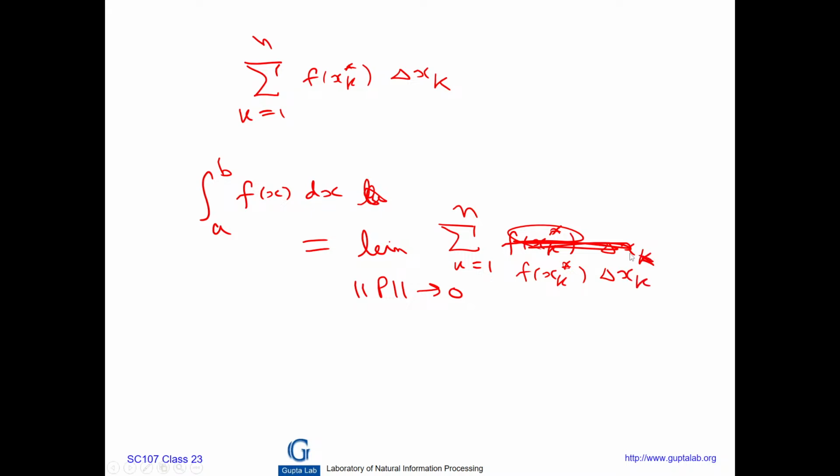Right? So this is a formula. What is xk star? It is a point in that subinterval. Delta xk is the width of the subinterval, and f of xk star is the height. So height times width will give you the area of that strip, and you sum it for all these subintervals, and then you take this limit, where the length of the largest partition goes towards 0.